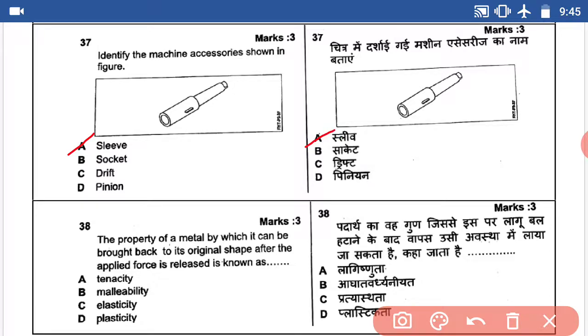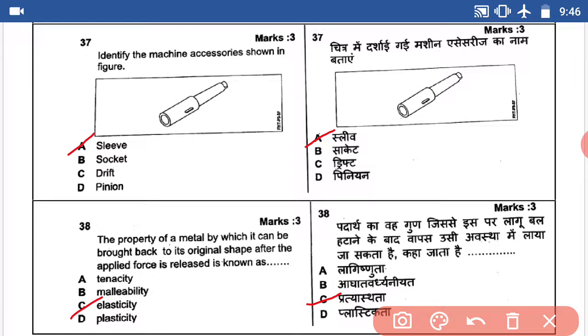Question number 38. The property of the metal by which it can be brought back to its original shape after the applied force is released is known as dash. Elasticity. Answer C.